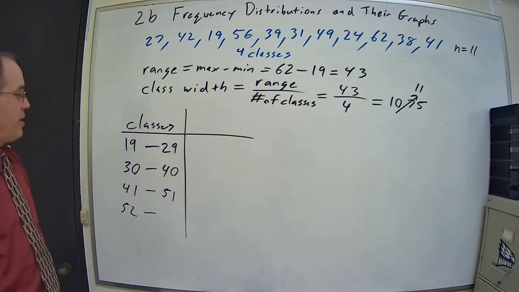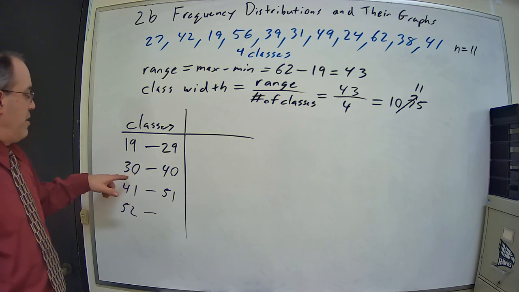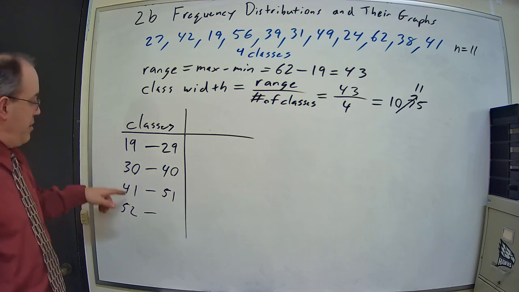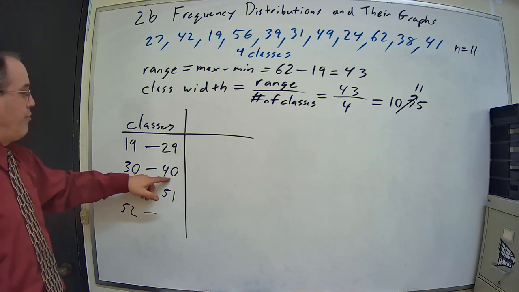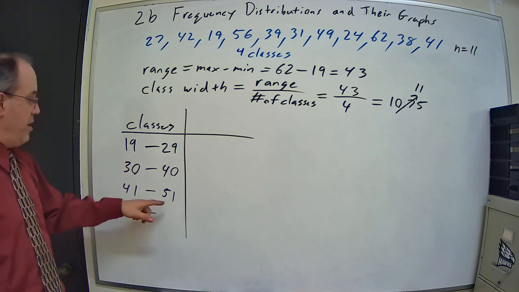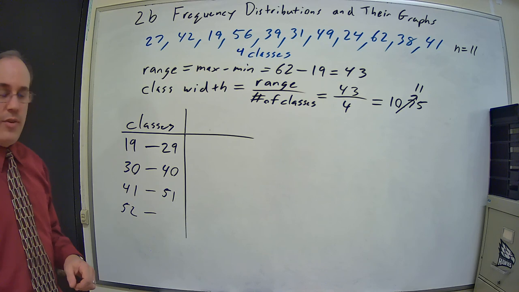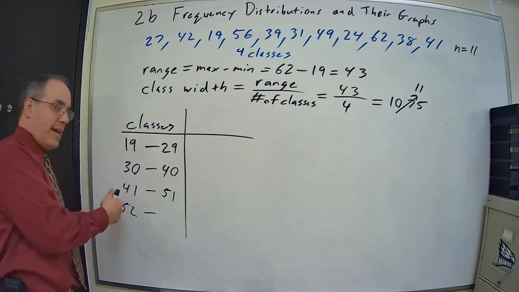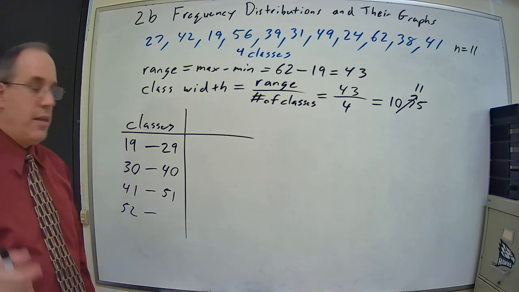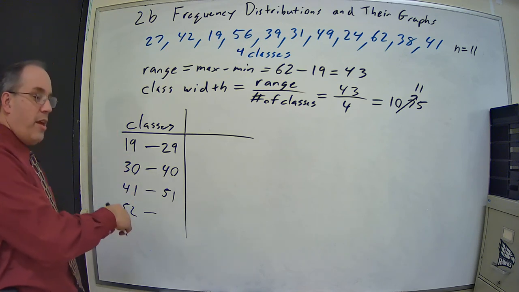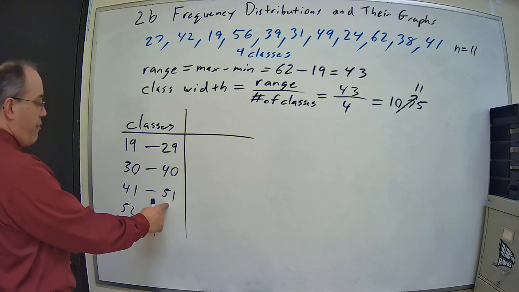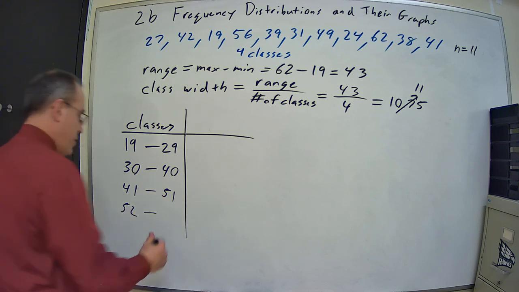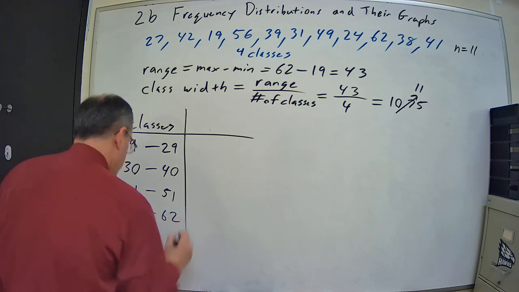And you may notice that 30 minus 19 is 11. 41 minus 30 is 11, right? That's how we designed it. But also 40 minus 29 is 11. 51 minus 40 is 11. So not only do our lower class limits move by the class width, but so do the upper class limits. So this one here, 51 plus 11 is 62.